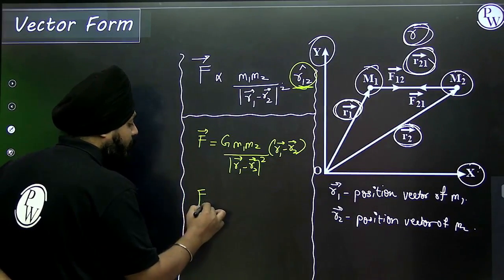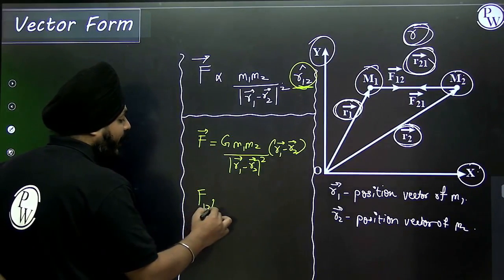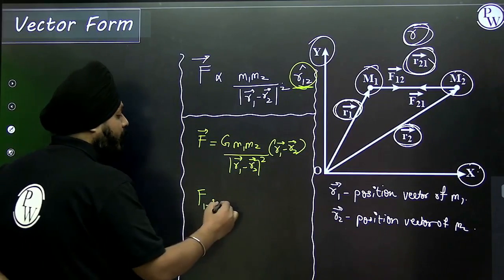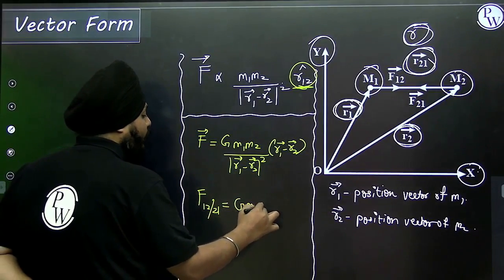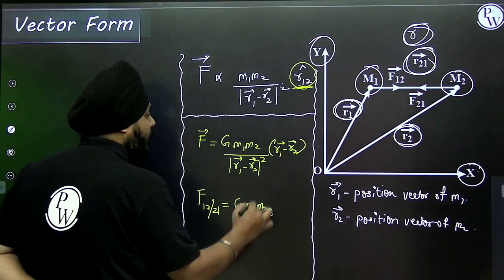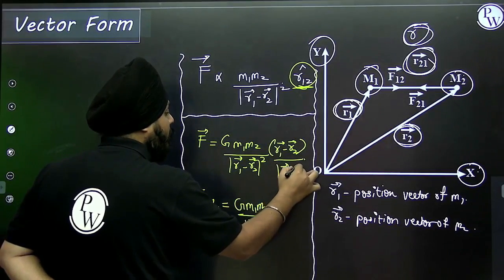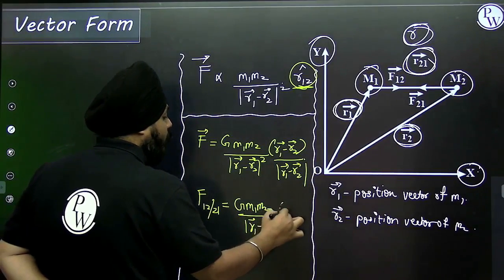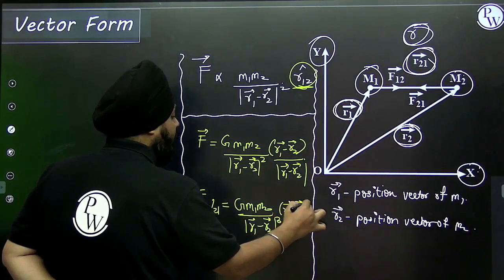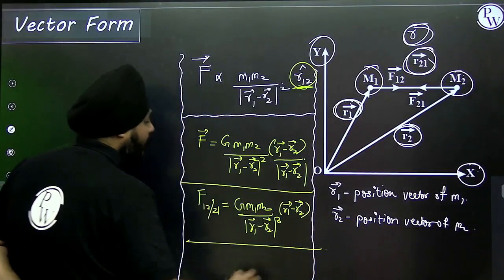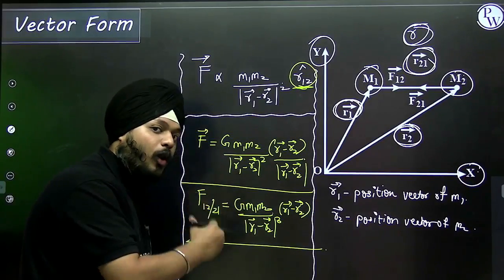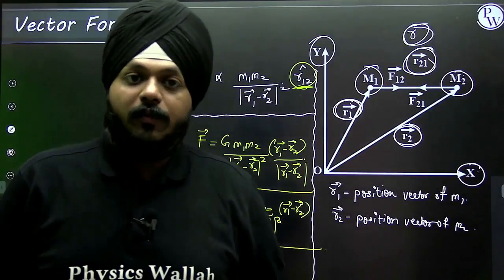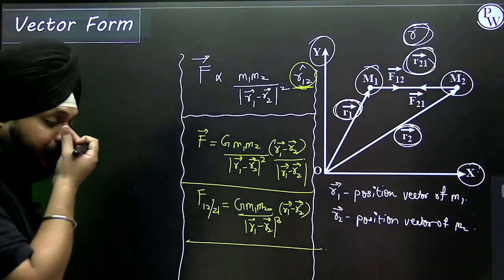Again I have one question: whether I write the force acting on 1 with respect to 2, or the force acting on 2 with respect to 1. G m1 m2 whole divided by R squared. The definition of the unit vector states that it is a vector divided by its magnitude, that is R1 minus R2 over its magnitude. So this is the actual formula, the expression of Newton's law of gravitation in vector form.